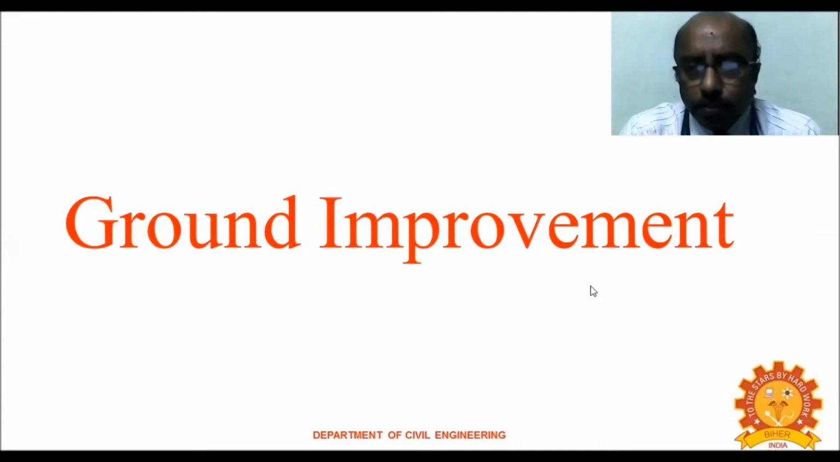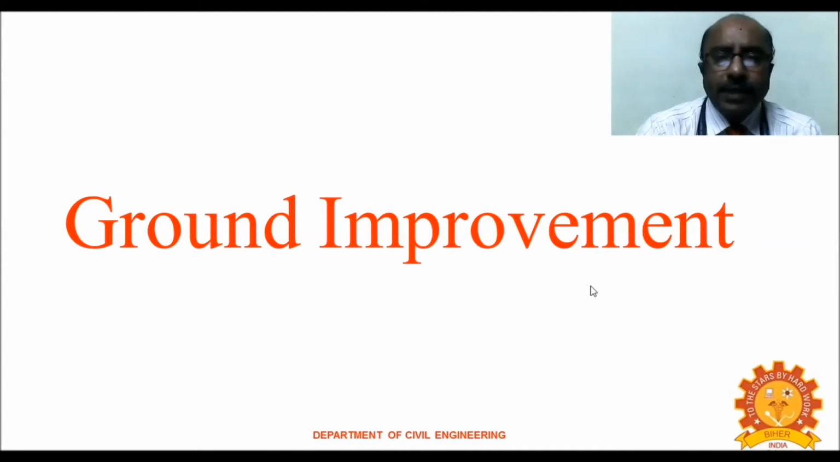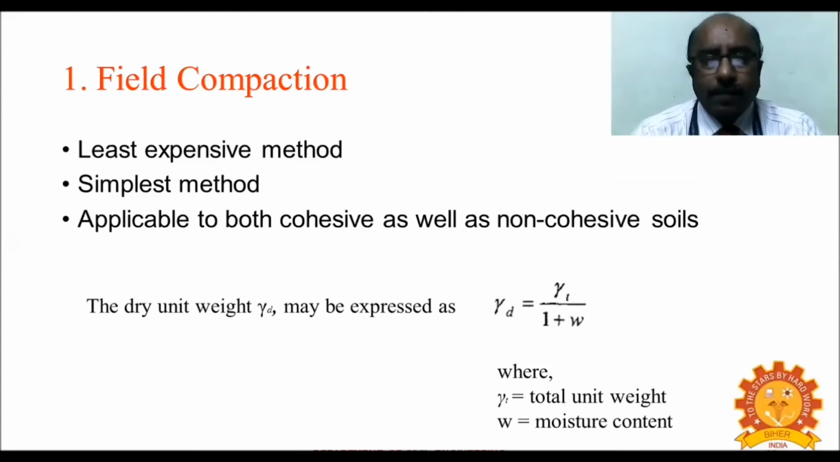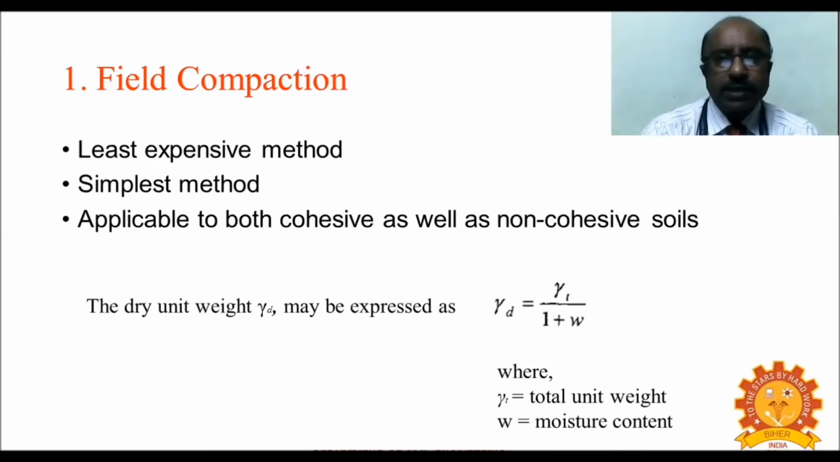Now we'll go on to ground improvement, where we can see the basic method of compaction. This is the simplest method. That is, field compaction is the simplest method by which we can improve the ground, because it is a very inexpensive method. That is why you can see this is widely used for laying roads, or in case you are going to construct a multi-story structure over a large area, the first thing is to improve the ground by field compaction using a roller, where you don't require any skill.